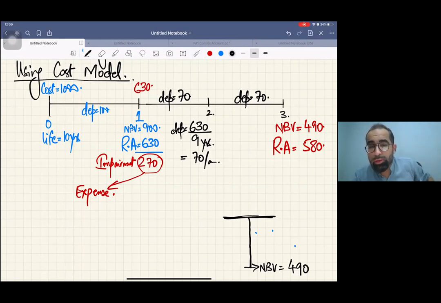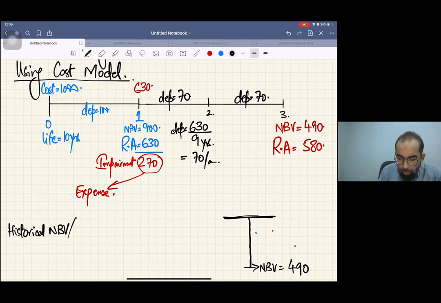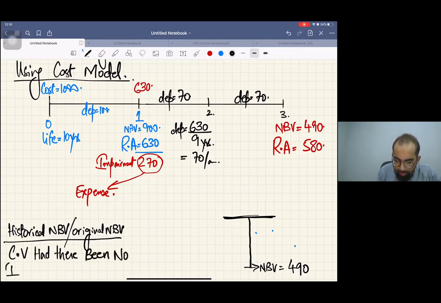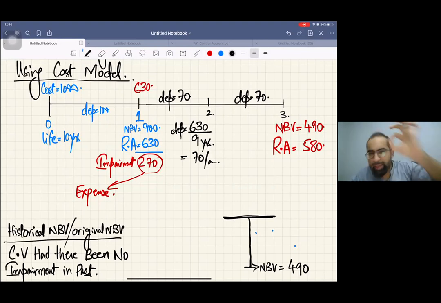The name of that border is historical NBV, or original NBV, or historical carrying value. And what is the definition? The definition is the carrying value had there been no impairment in past. What do you mean by historical NBV? It means carrying value had there been no impairment in past.